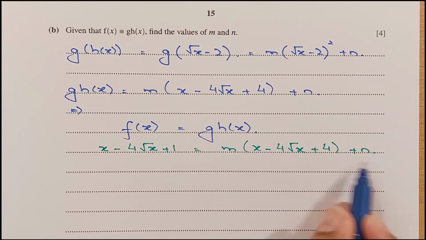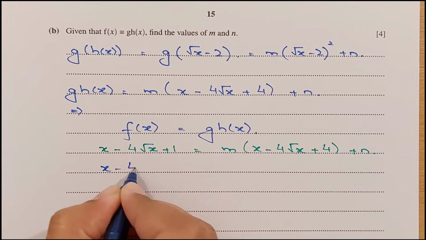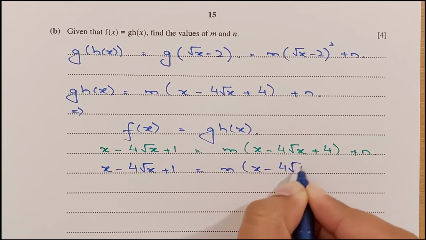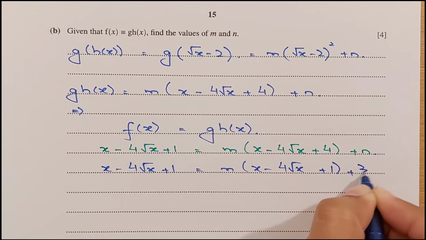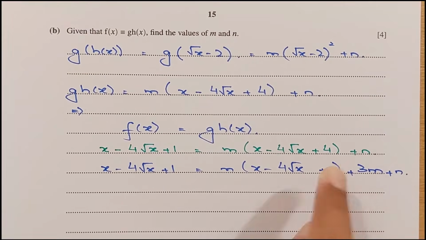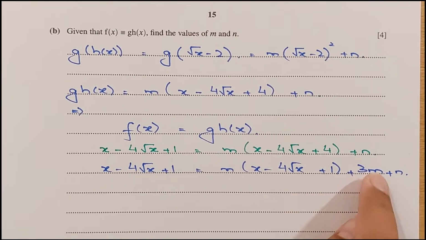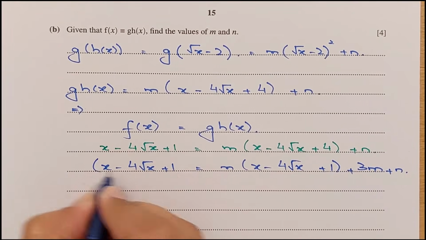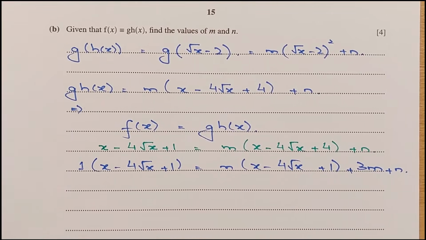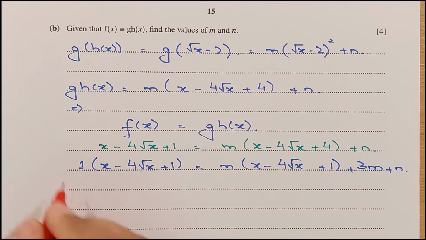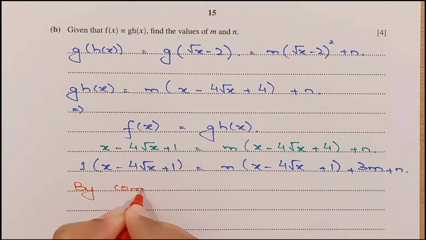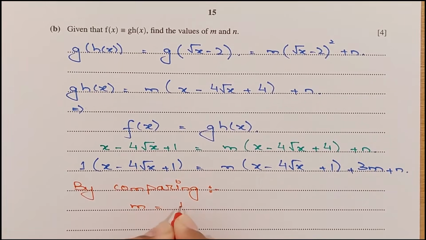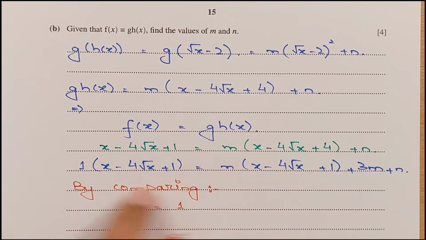So we can find the value of m and n by comparison. So x minus 4 square root of x plus 1 is equal to m into x minus 4 square root of x plus 1, plus 3m plus n, right? So 4 is 1 plus 3. So I just took the 3m outside. So 3m. So this term and this term are the same. So what is m? This coefficient is 1. So by comparing, m is equal to 1, right? This term is compared with this, so m equals 1.